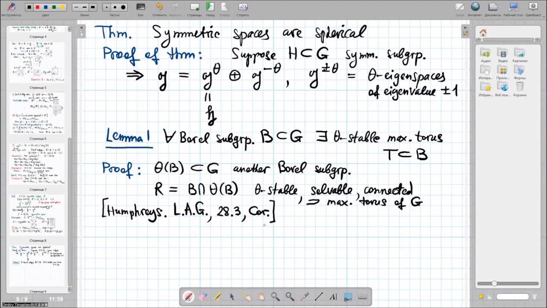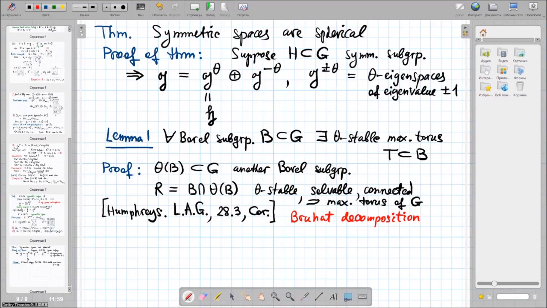What decomposition? Borel decomposition. Let me write down this name. If you know what it is, then the statement follows from this fact.